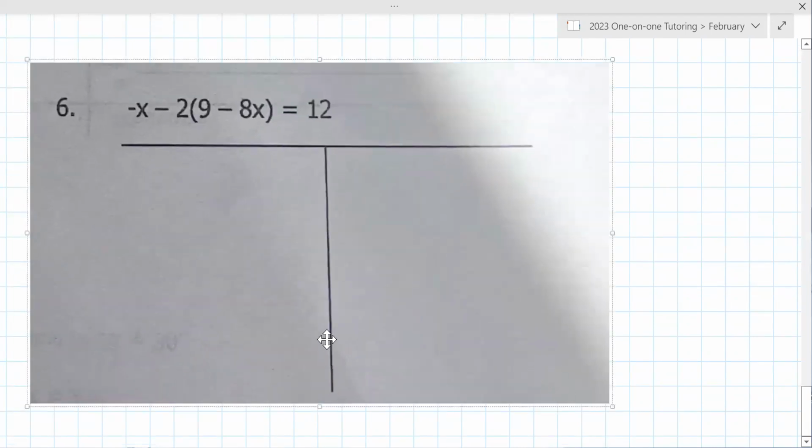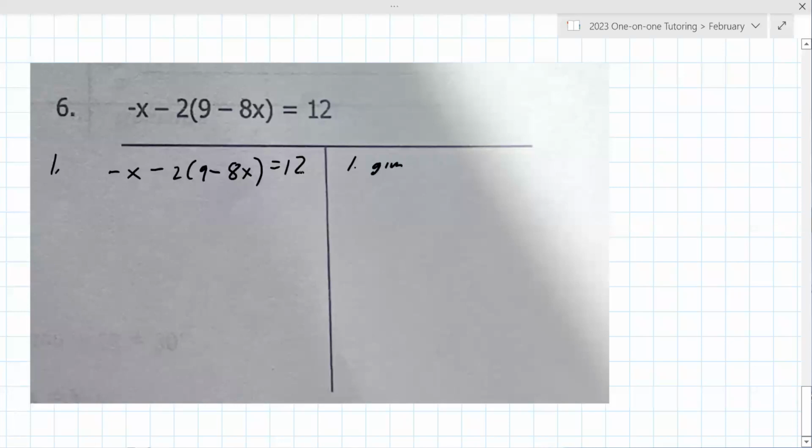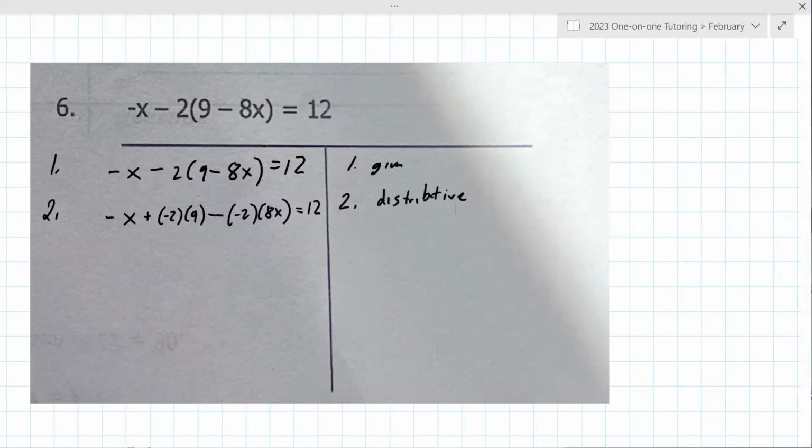All right, so this one is very similar. The first step is the given, just to rewrite what's there. So what do you see as the first thing to do here? Similar to the last one. Distribute. Yes. Now this one's a little awkward because you're actually distributing the -2. So you write it this way, plus -2 times 9, and then minus -2 times 8x equals 12. And you want to say distribute or distributive.